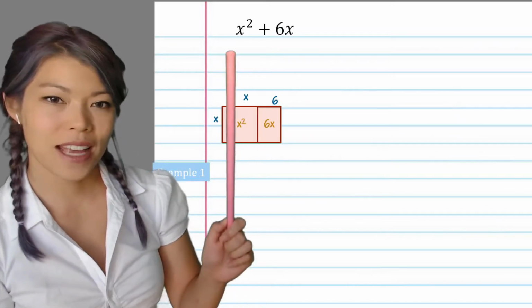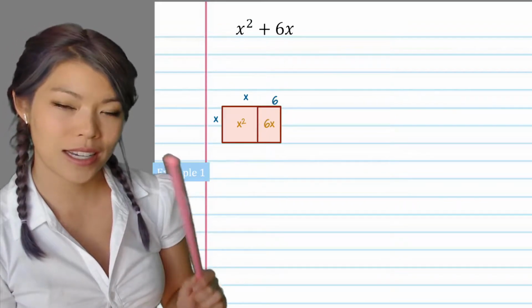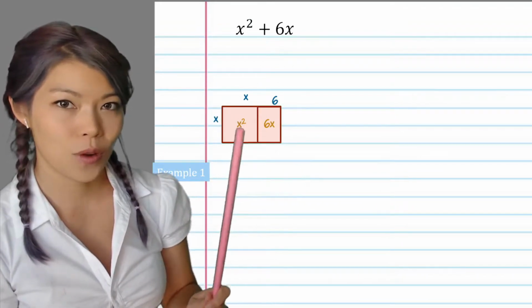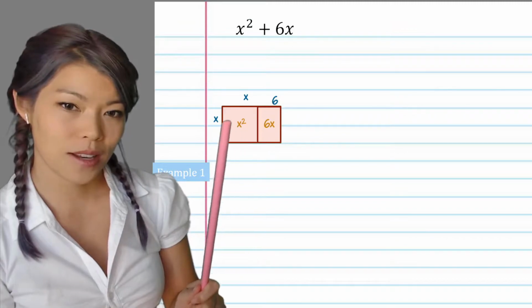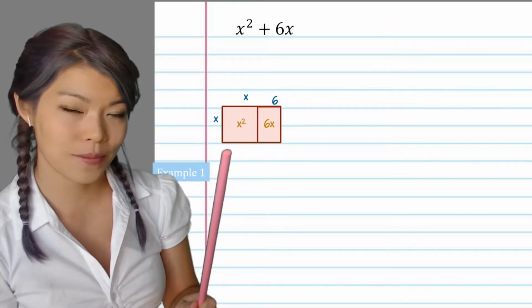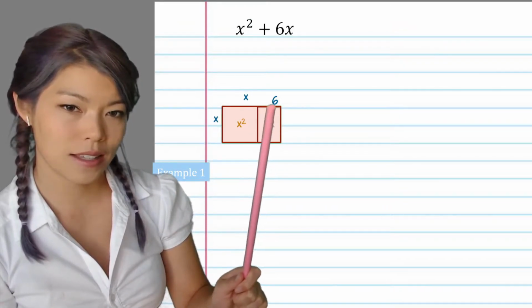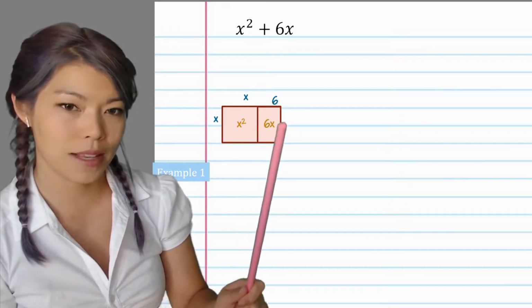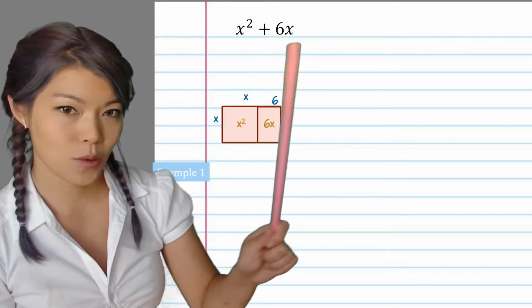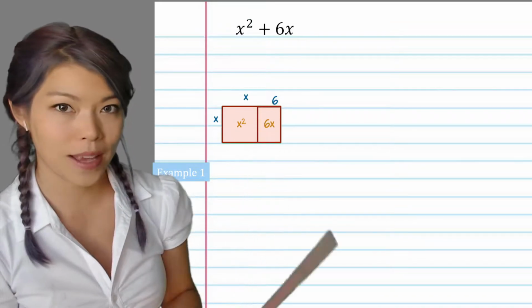So here we have x squared plus 6x. I've drawn it here so that you can visualize what we're doing. So x squared is a square with sides x. Here we have the length 6 and that side is x, so that bit makes 6x. So x squared plus 6x looks like that space there.